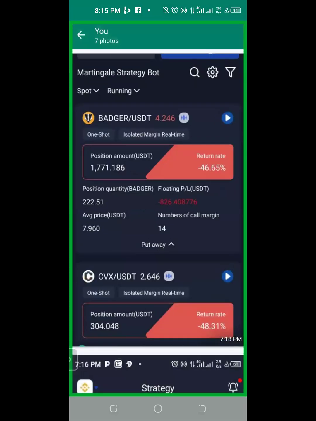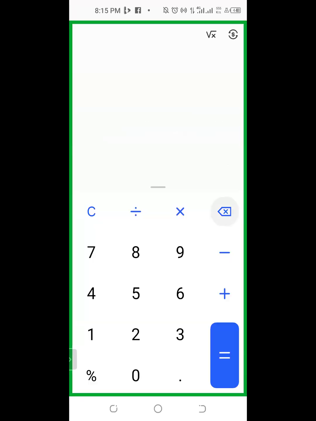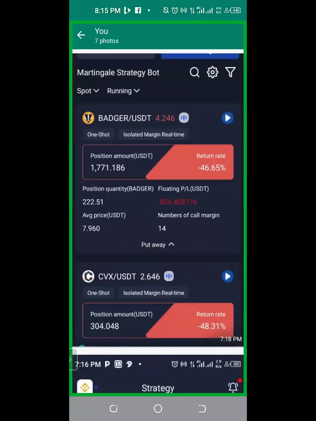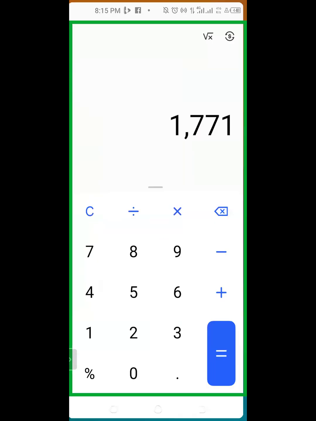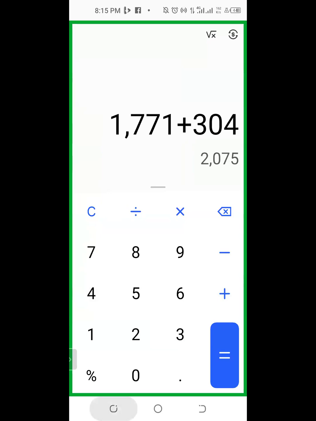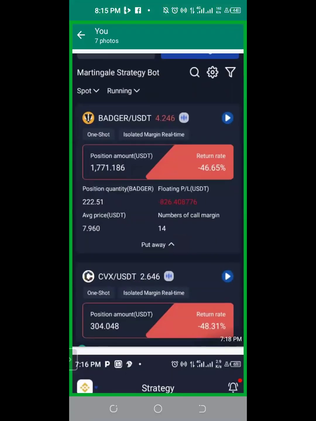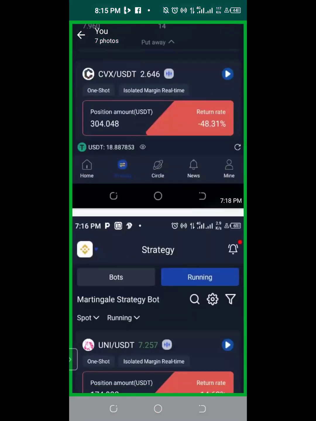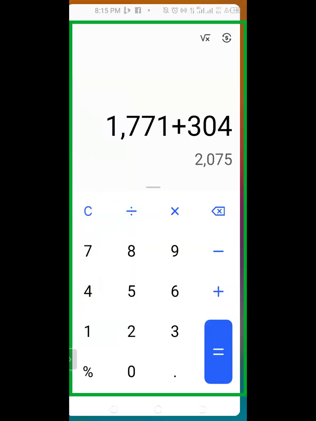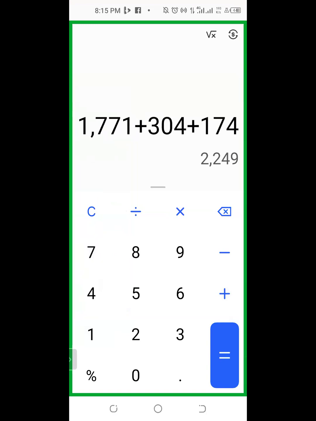And so you can see here that the total money that has entered into your trade is 1771. I know you're on the call in the Zoom. I purposely delayed so that I can explain to you here. On Badger, the bot has bought $1,771. And on CFX, the bot has bought $304 worth of the coin. Then on Uni, it has bought 174. So this was your initial capital.